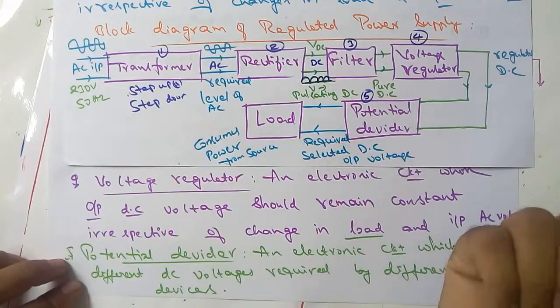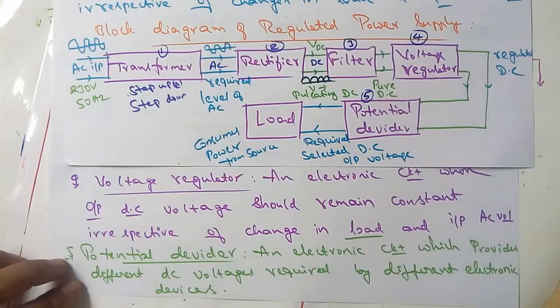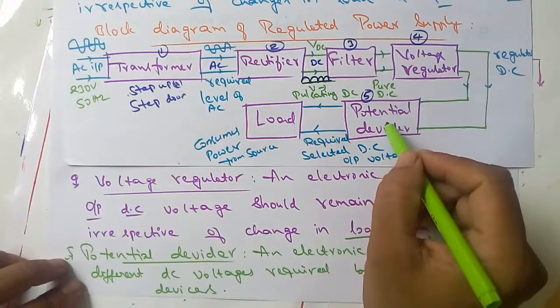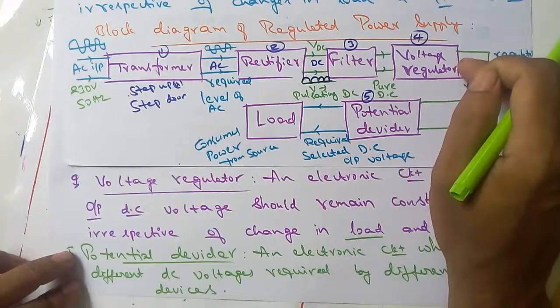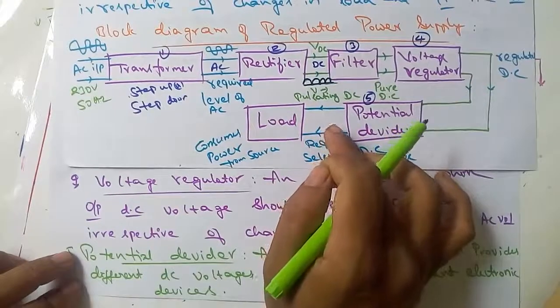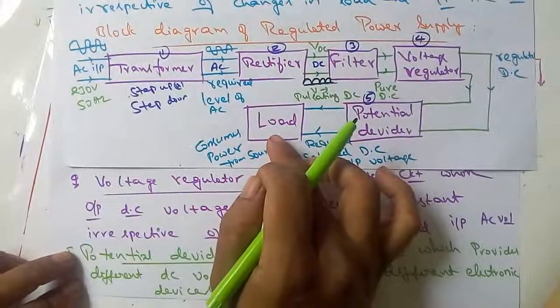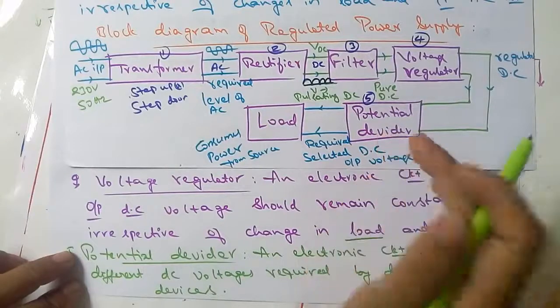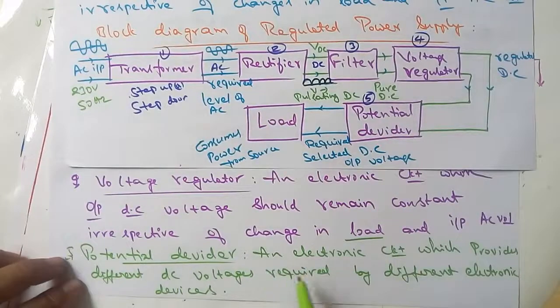Just as a regulator controls our fan, the potential divider controls the voltage. The total voltage is subdivided into small parts, and only the voltage required for the load is supplied by the potential divider. So the potential divider is an electronic circuit which provides the different DC voltages required by different electronic devices.